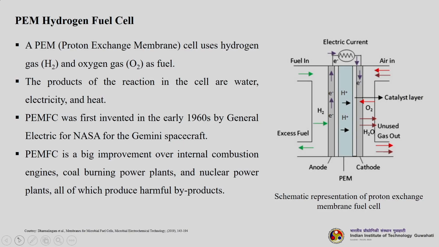You can see how it looks like actually. So, the fuel in here, right, the excess fuel that goes out here, basically hydrogen, then permeates to the anode, okay.